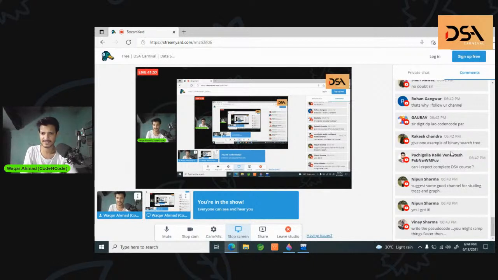Give an example of a binary search tree. I'm sorry, Rakesh, that will make this session lengthy. Binary search tree itself is a vast concept to cover. There are a lot of things regarding binary search trees, and not all of that can be covered here. And since you are asking to give an example, I would have to explain what a binary search tree is and then give an example, so that would take time. So unfortunately for this session, I can't do that.